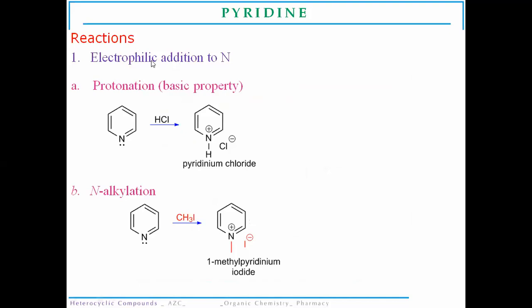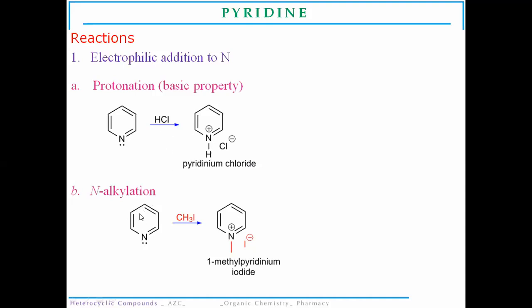So first of all, the reaction is an electrophilic addition to the nitrogen atom. Nitrogen is going to bear a pair of electrons. It will protonate, or behave as a base. So in the presence of a protonating agent, that is hydrochloric acid, it easily undergoes protonation to form pyridinium chloride. That is, a salt will be formed when it reacts with the acid molecule.